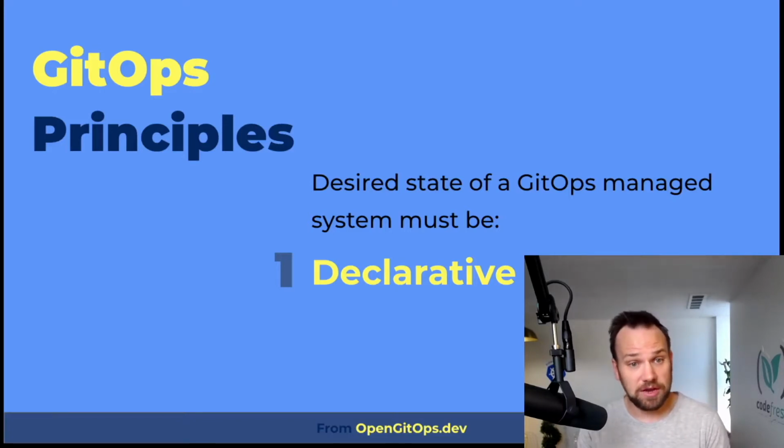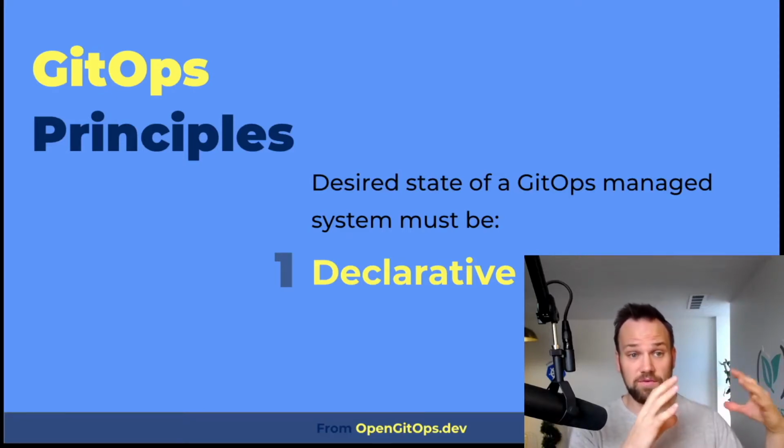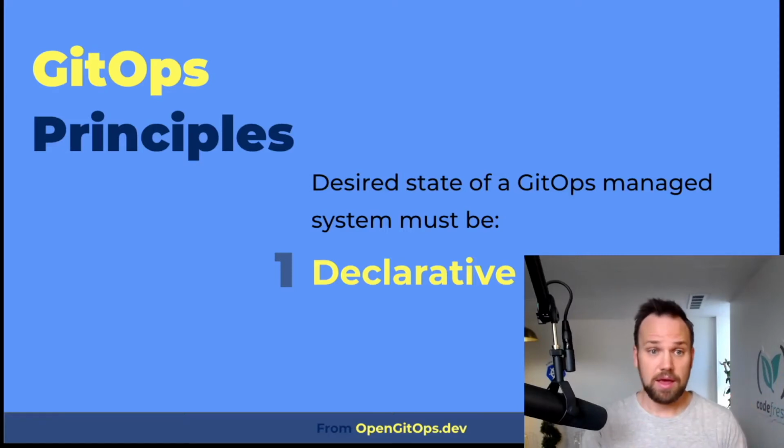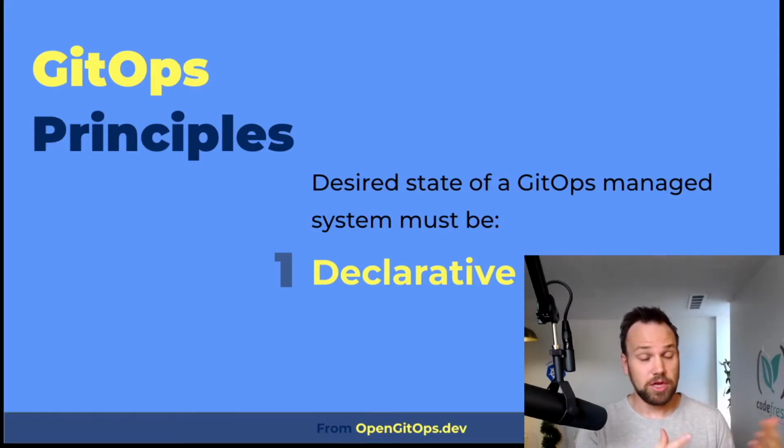Now, this is a little bit different than just infrastructure as code, because declarative applies not just to the infrastructure, but also to the application and the configuration and everything needed to run that application. So if you need to have a database, we should have a declarative declaration of how that database should operate, how it should connect to your services.